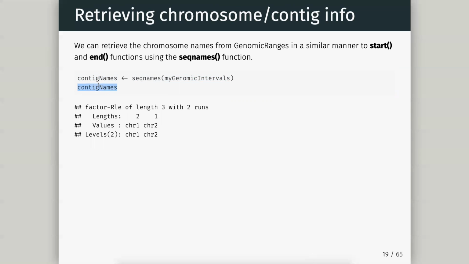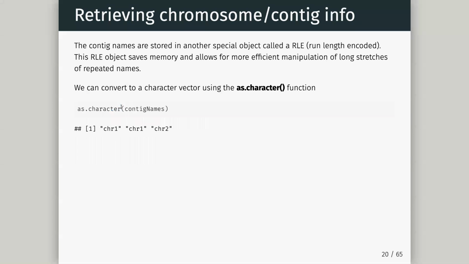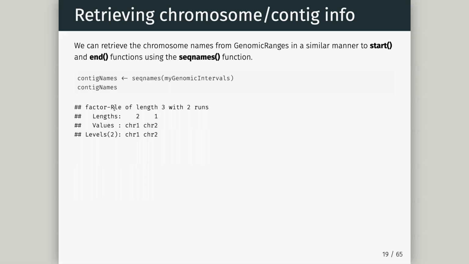And then we will get back a little special type of an object, a factor RLE. We can recognize the factor part, but an RLE is something we haven't really come across yet. This is run length encoding. I'll discuss it now. So run length encoding is just a way that computers can save a bit of space, right? And you can already see the example here.